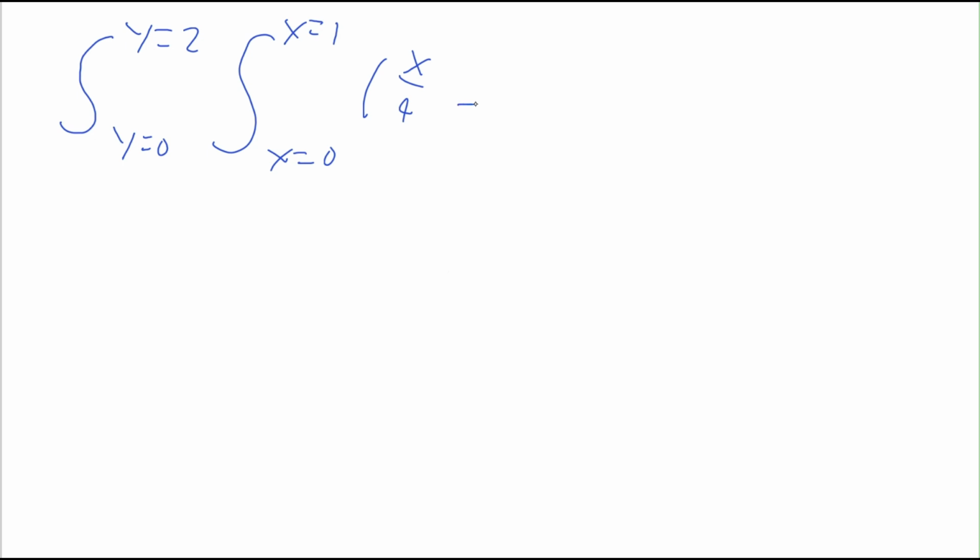In this video, I will demonstrate how to compute double integrals using Python. By the end of this video, we're going to compute the integral y equals 0 to 2, and then the integral from x equals 0 to x equals 1 of x divided by 4 minus 3y dx dy.